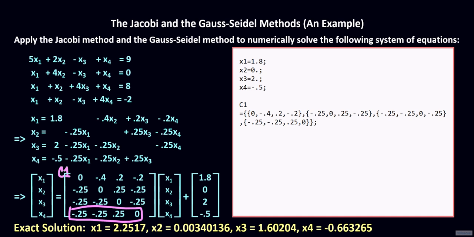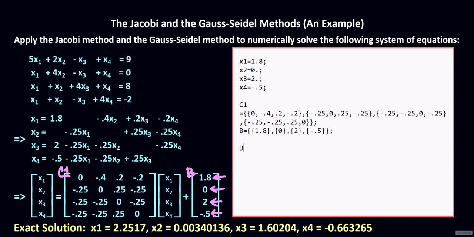We denote the constant matrix by uppercase B. Uppercase B is not a special symbol with Mathematica, so it's okay to use it as a variable. Like C1, B is a matrix, albeit a column matrix. Its first row is 1.8. The second row is 0. The third row is 2. And the fourth row is minus 0.5. Observe that, like for C1, we used nested curly brackets for each row of B.